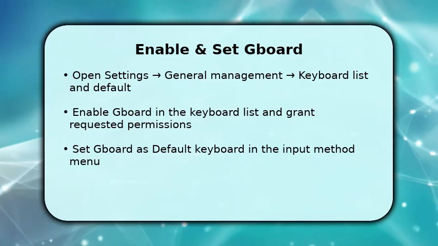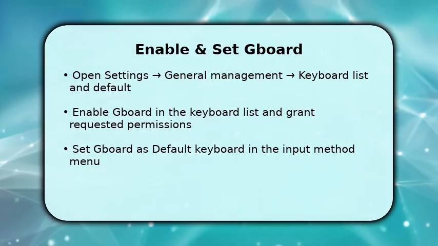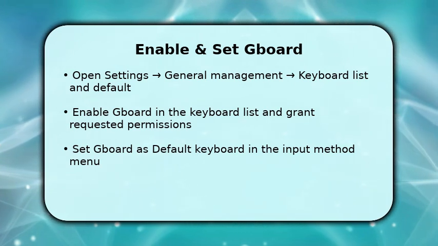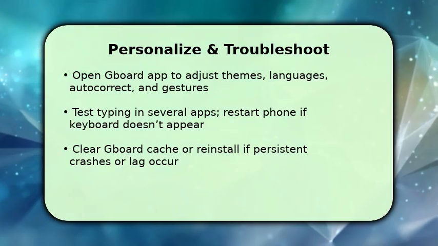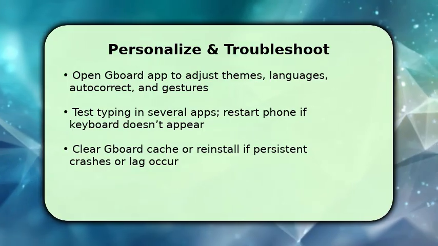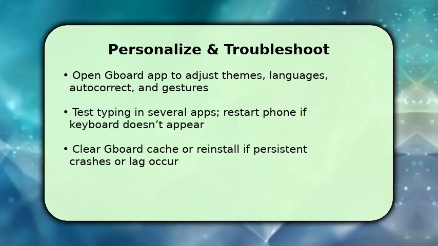After enabling, set Gboard as the default input method in the same menu. This switch makes Gboard active across apps immediately, so you can test it in Messages or Notes. After activation, open the Gboard app to personalize themes, add languages, tune autocorrect, and enable gesture typing. This improves speed and accuracy for your habits.